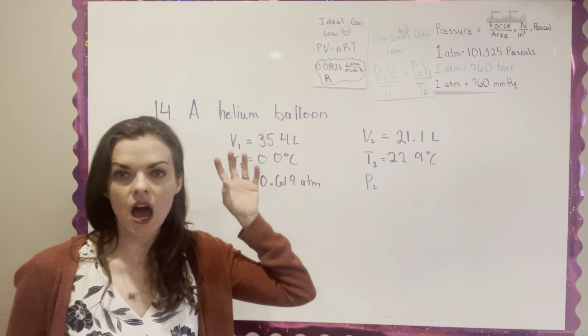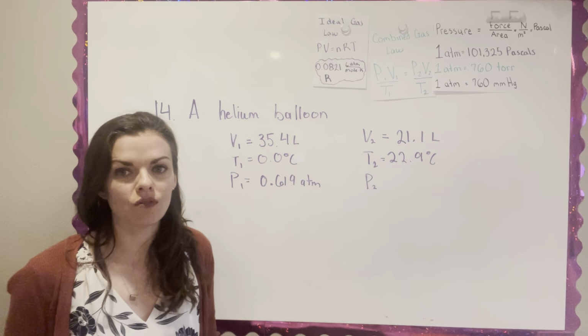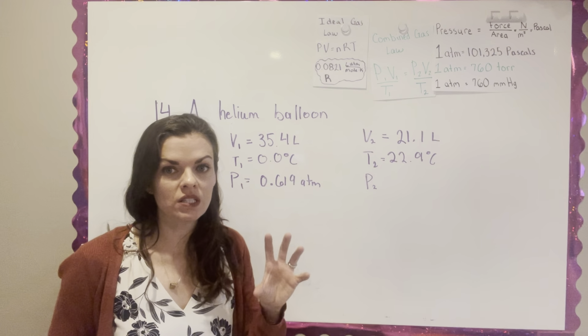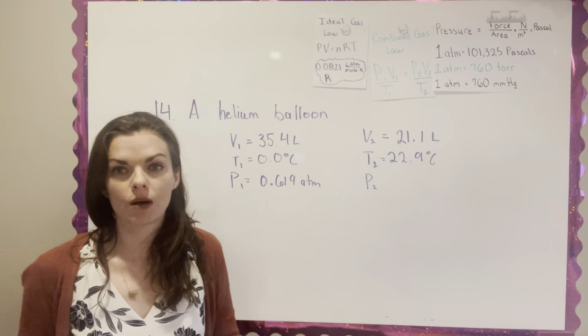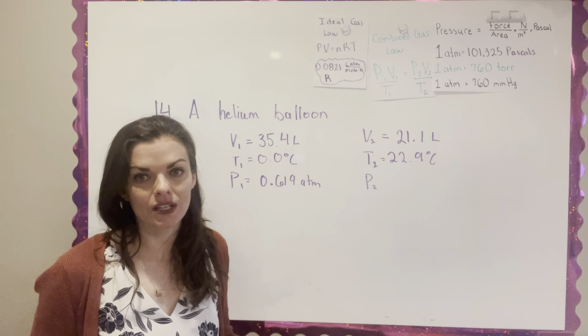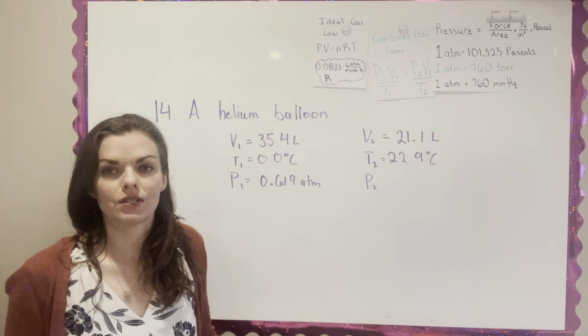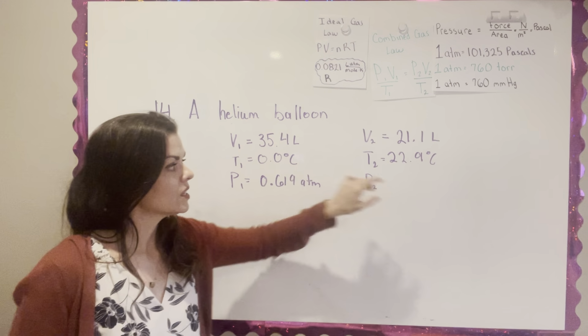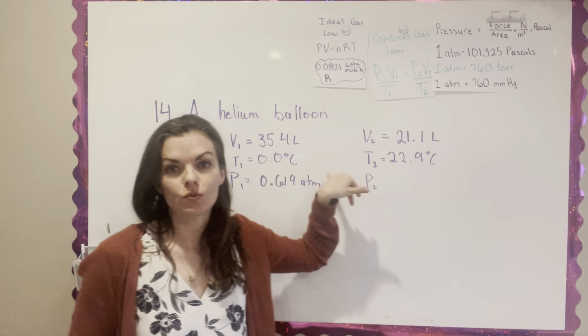It's going from being up in the air down to ground level. And so since I've got the one balloon, I'm just changing its situation. I'm going to use the combined gas law. Remember, you cannot use Celsius. So of course they give it to you in Celsius, so you're going to have to convert these temperatures. Now this one is really easy.